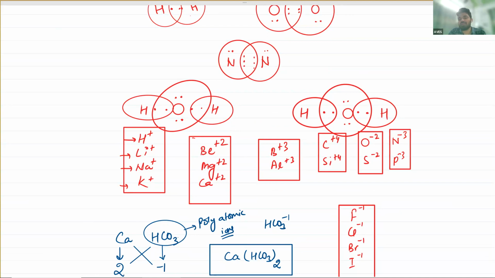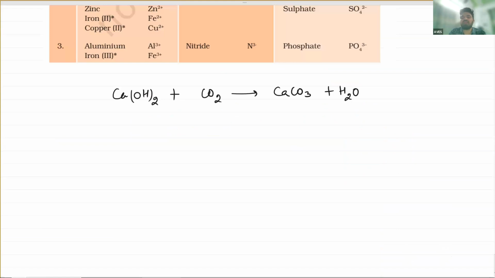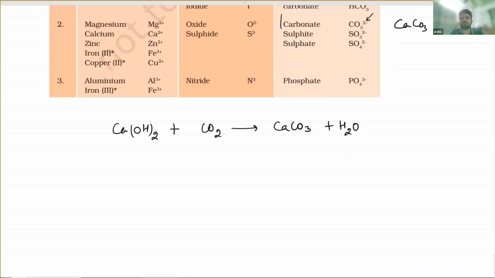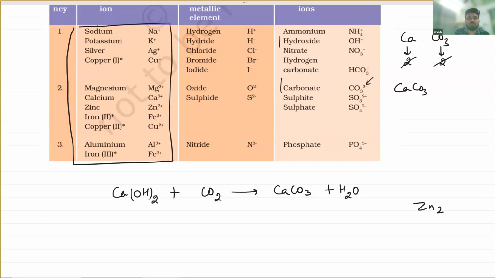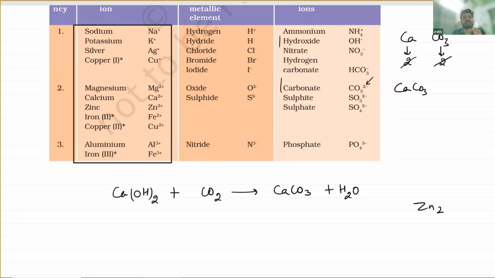Metals are always written in the individual form. For example, when zinc reacts with this, we will not write Zn2. Zinc is a metal, calcium is a metal. These are all metals, dear student. So whenever they write magnesium reacting with this, we write only Mg without the charge.